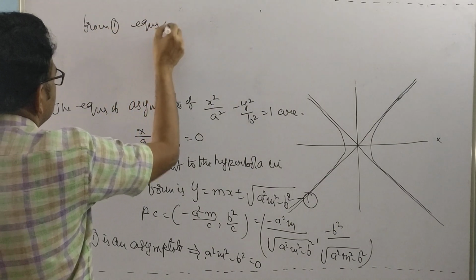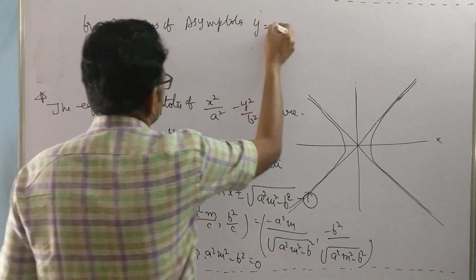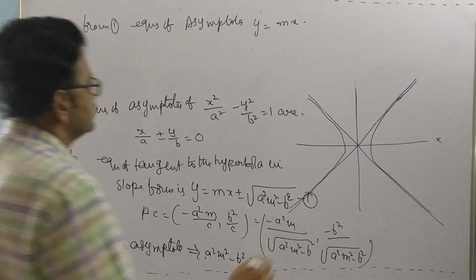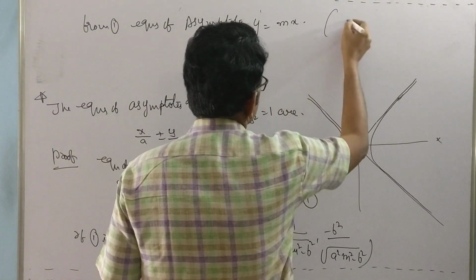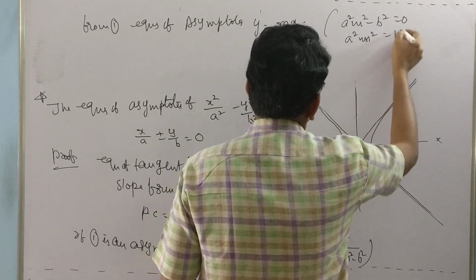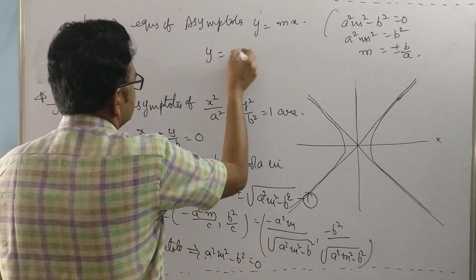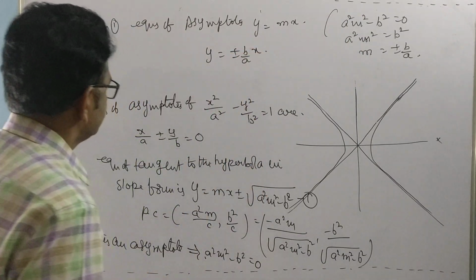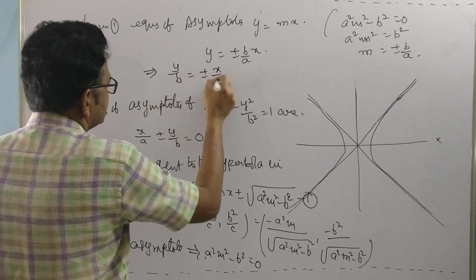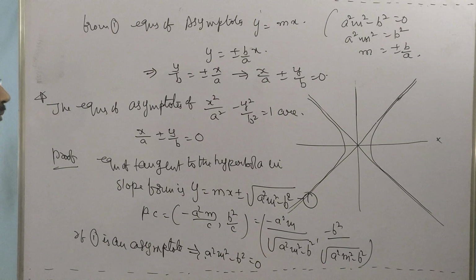So, equations of asymptotes. Y equal to mx, since a square m square minus b square equal to 0. So a square m square is equal to b square. Therefore m is equal to plus or minus b by a. Therefore y is equal to plus or minus b by a into x. Taking this side, y by b is equal to plus or minus x by a, which implies x by a plus or minus y by b equal to 0. So these are the asymptotes of the hyperbola.